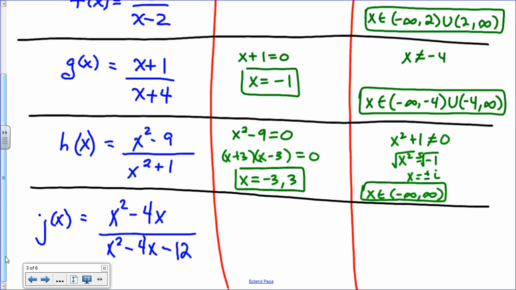Okay, let's look at this last one. The numerator gives me my zeros. It's quadratic, so I want to factor it. What would I do to factor this one? Yeah, factor out an x. Then the zeros, okay, this x out front, what's the zero then? 0, good. And then x minus 4, so 4.